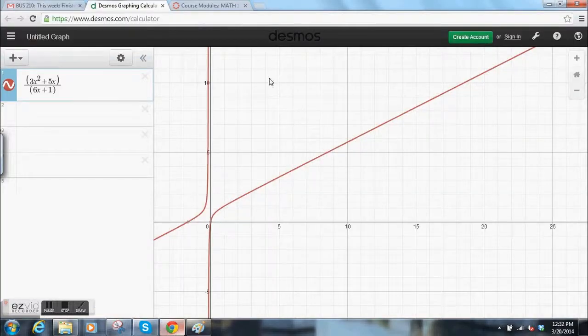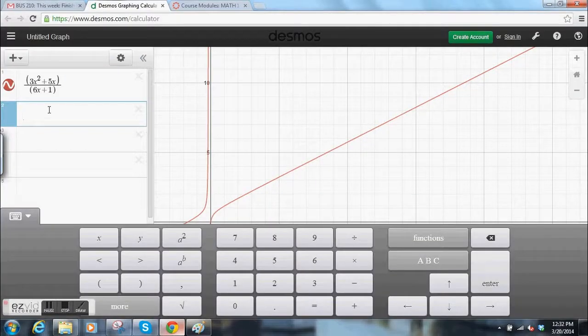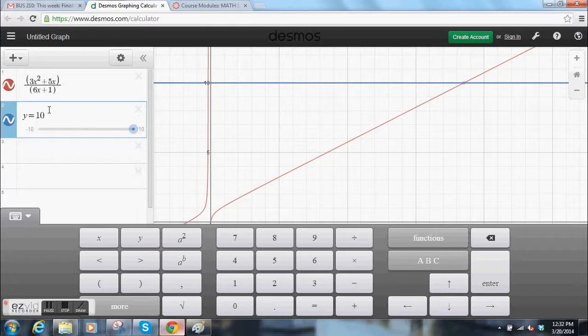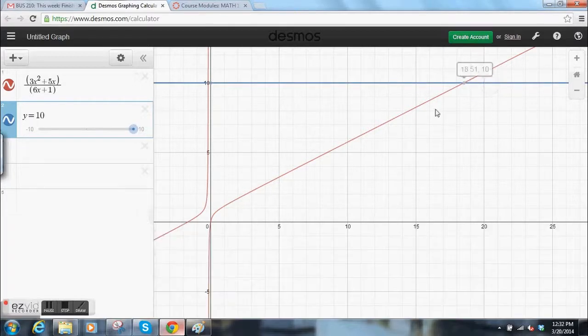There's no line that I can put in here. For example, you can't say x equals 10. Oops, sorry, y equals 10. This function is going to cross any line that you put here, any horizontal asymptote. So there's no horizontal asymptote. Okie dokie.